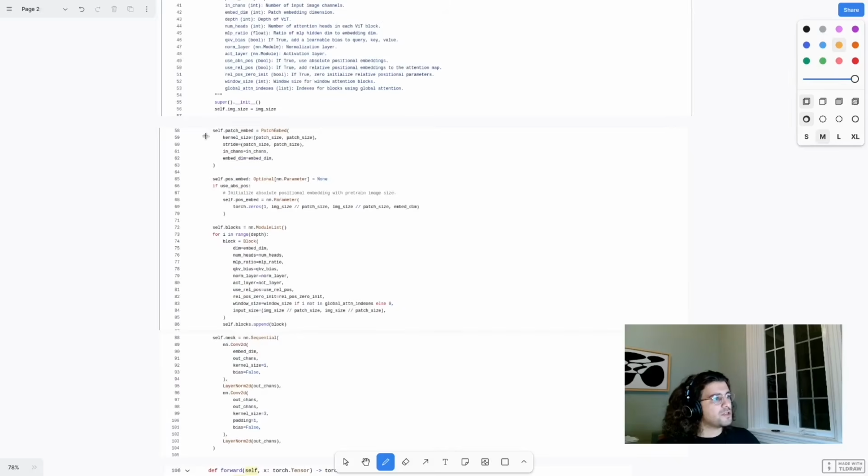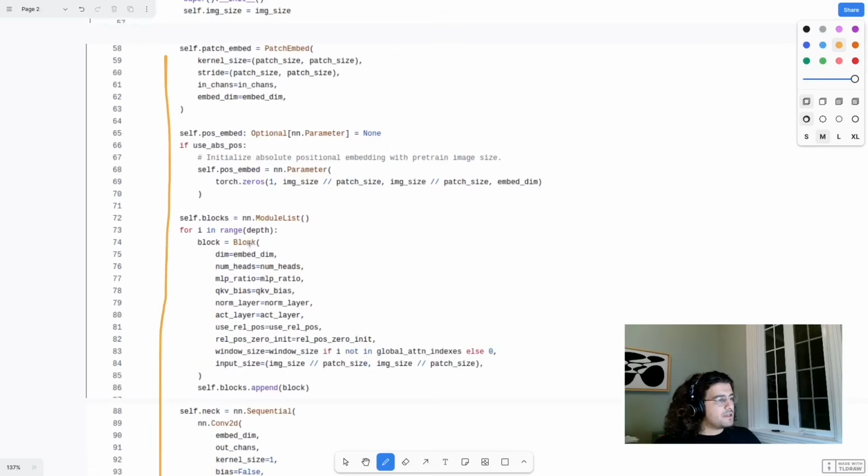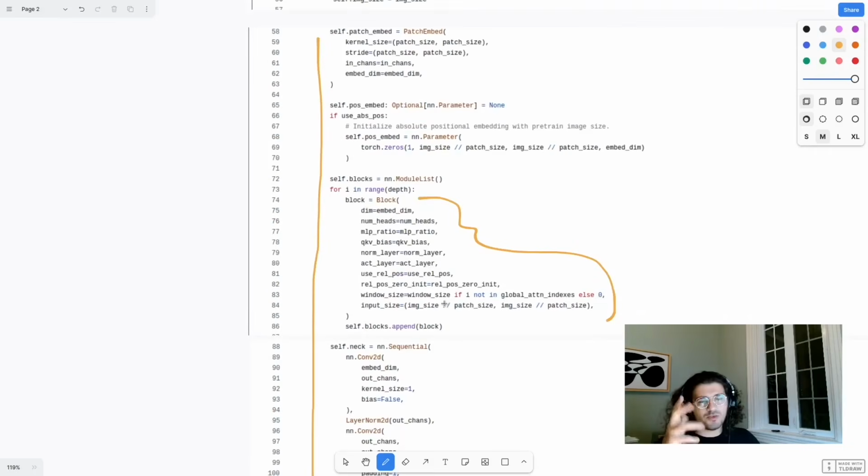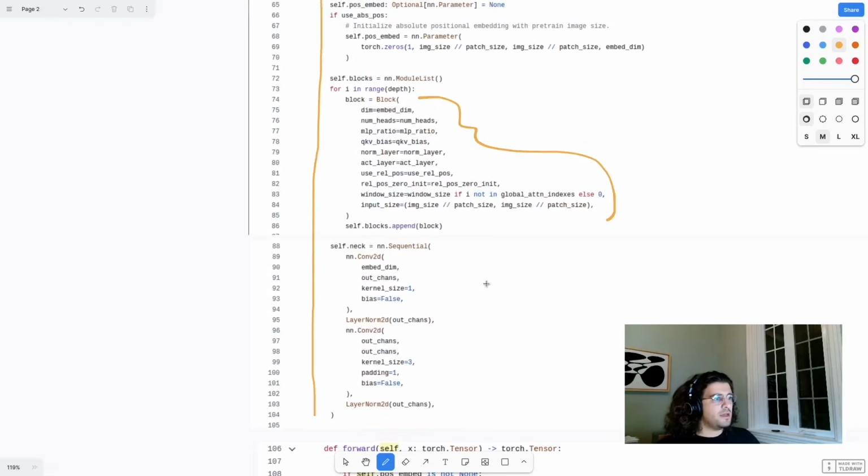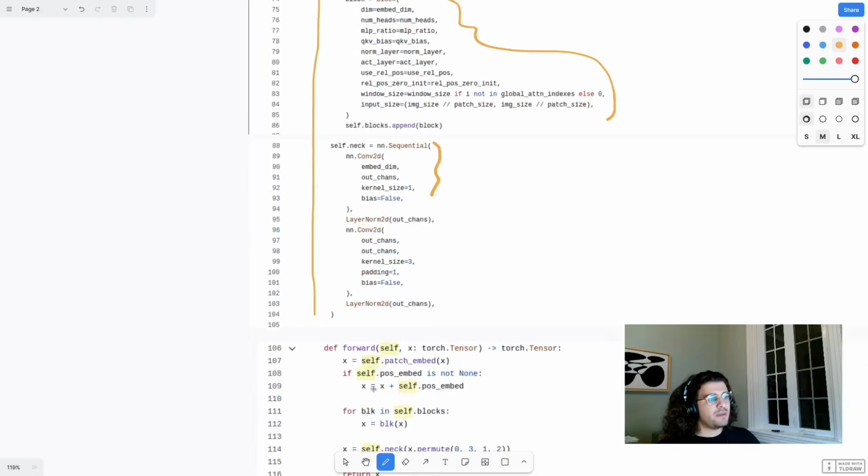So here they're constructing the network, and it's fairly straightforward. You have the patch embedding over here, and then if we're using the position embedding, we initialize them, and after that it's actually building the network. So we have these block stuff, which are the transformer blocks that were needed here. And then you have the sequential head. There's two convolutions that we're doing: convolution, normalization layer, another convolution, normalization layer. And then we're kind of done.